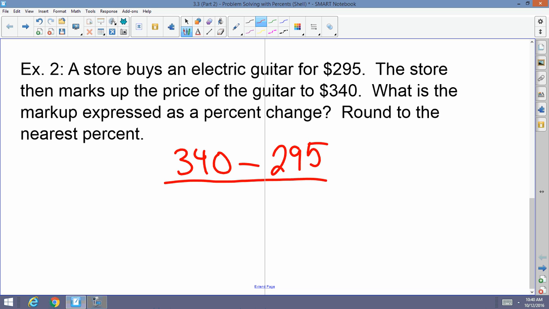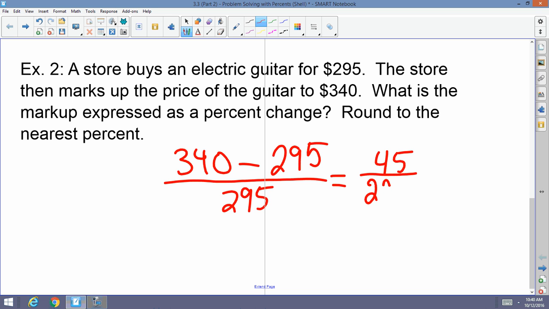Divided by my old price of $295. Great job. Okay, so 340 minus 295 is 45. Excellent.